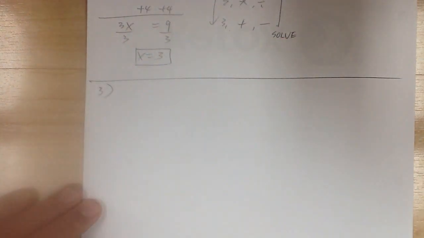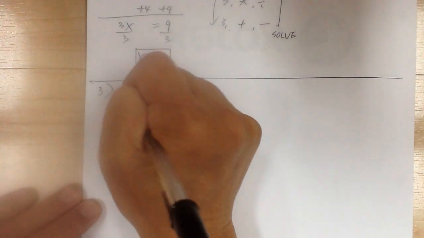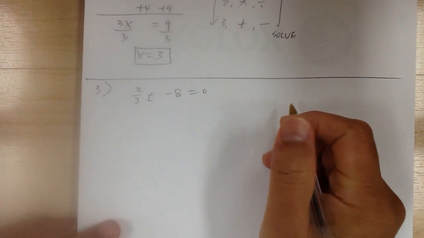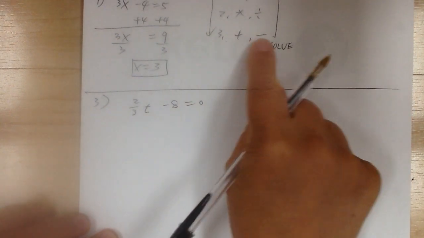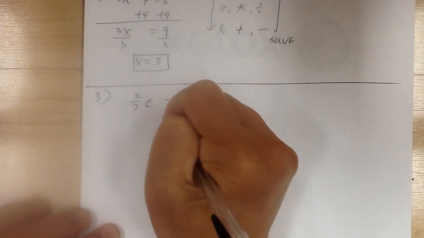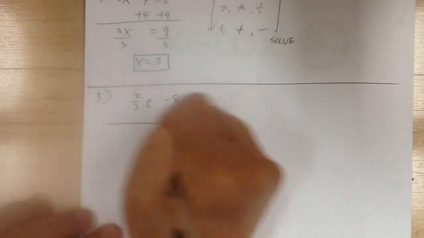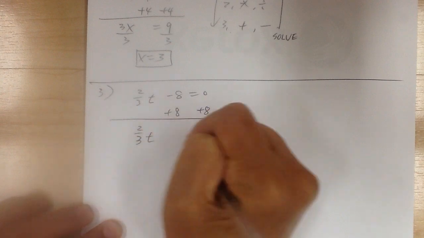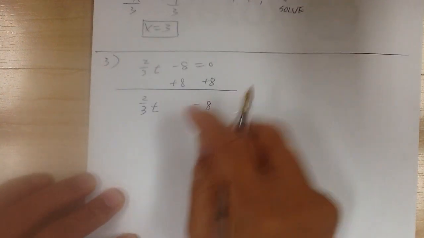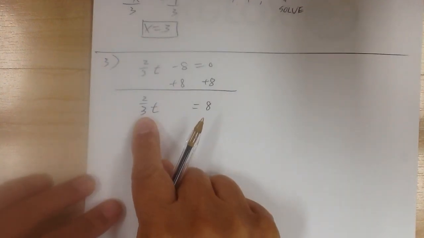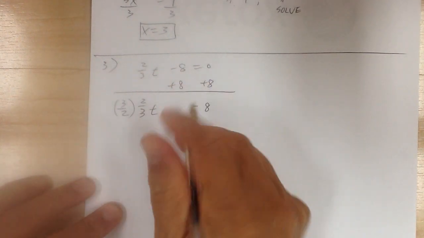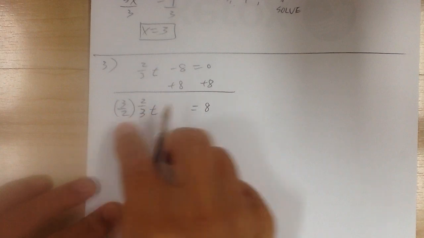Okay, let's go to the next one. You got 2/3 t minus 8 equal to 0. Okay, so you can just undo the addition and subtraction first. So plus 8 on both sides. You can go down, don't go sideways. Okay, so you got 2/3 t equal to 8. Now, to undo this, you need to multiply by the reciprocal. So multiply by 3 over 2, so that the 3 will cancel out, 2 will cancel out.